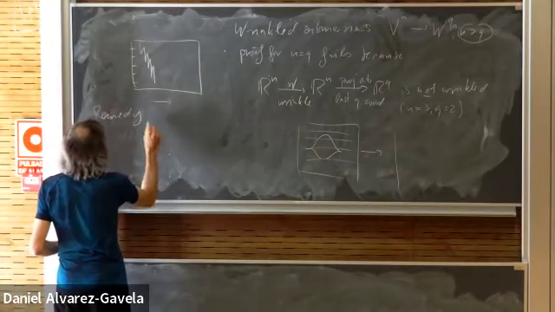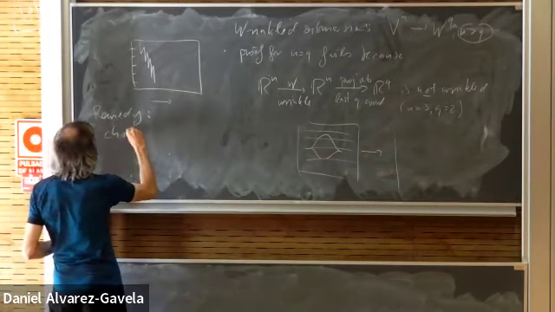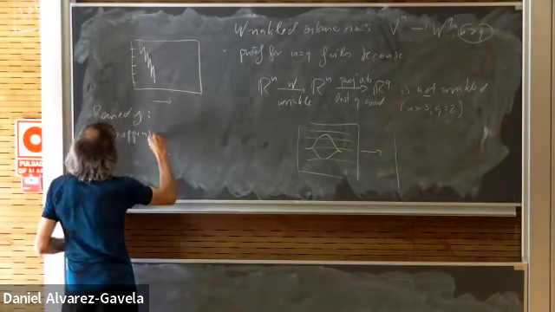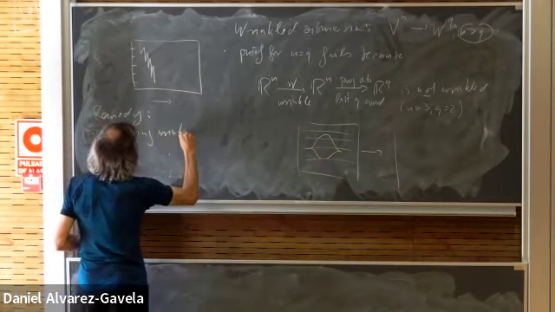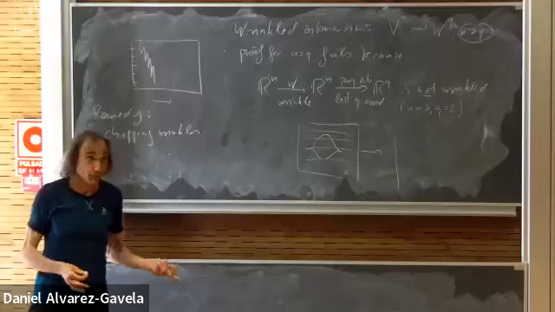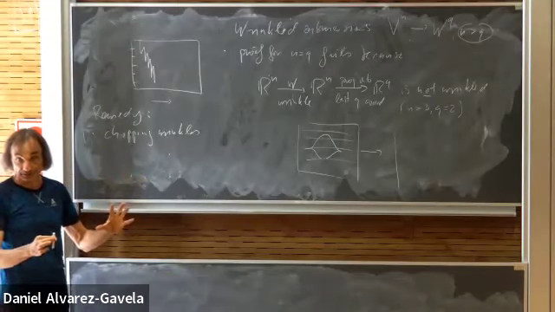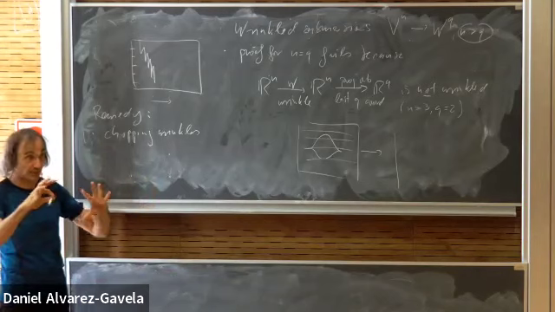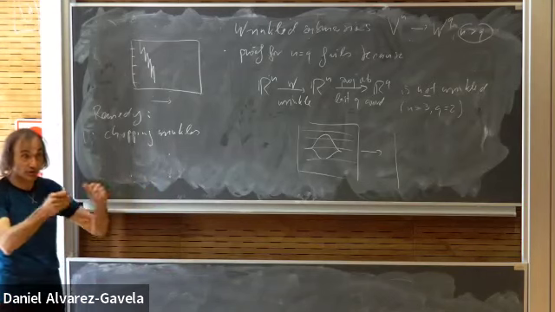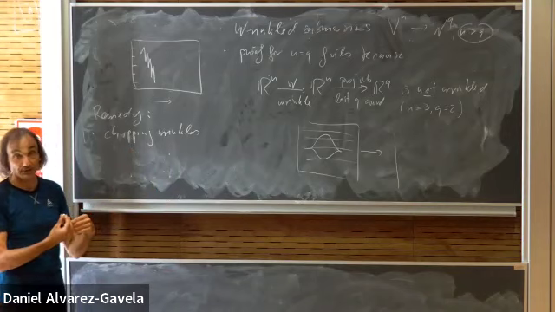which I'm not going to explain. One is chopping wrinkles. And this is something that I had mentioned already before. You can take a wrinkle and you can chop it into small wrinkles. So if you have a wrinkle which is big in the source and in the target, you can chop it so that both in the source and in the target, it becomes as small as you wish.